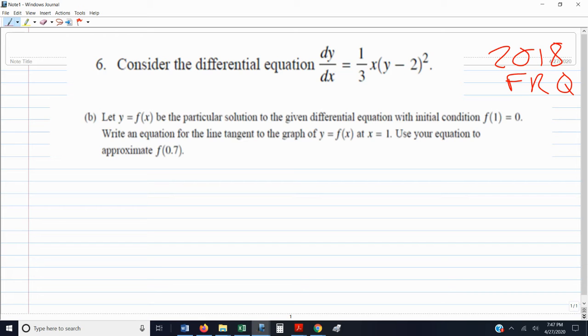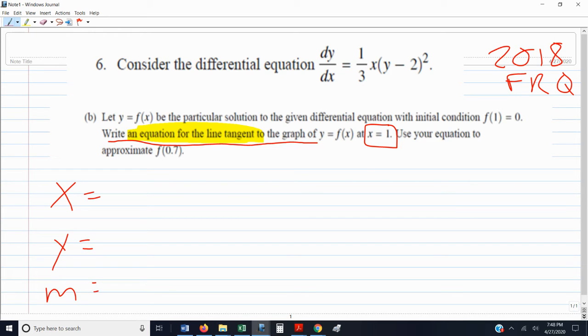This question is asking us to write an equation for the line tangent to the graph of y equals f of x at x equals 1. Use your equation to approximate f of 0.7. So they are asking you for the equation of a tangent line, and you want to think about what are the things that you need in order to write the equation of a tangent line. And there are three things: x, y, and slope.